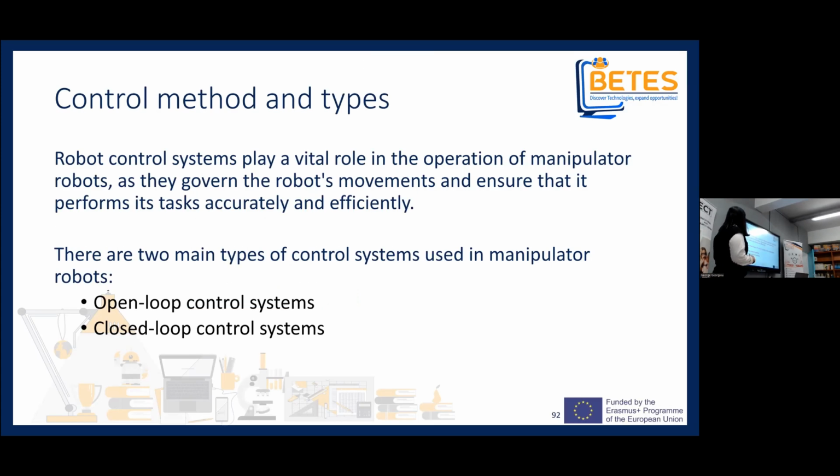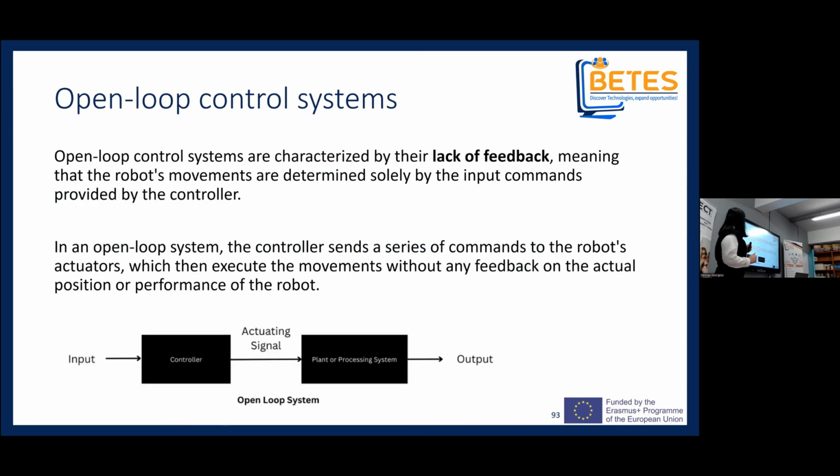Here we have some methods. These are the main types of control systems used in robotics. We have the open loop control systems and the closed loop control systems. This is what an open loop control system looks like. The control system has a lack of feedback, which means that the robot movements are determined solely by the input commands. So it does not send feedback back to the controller.